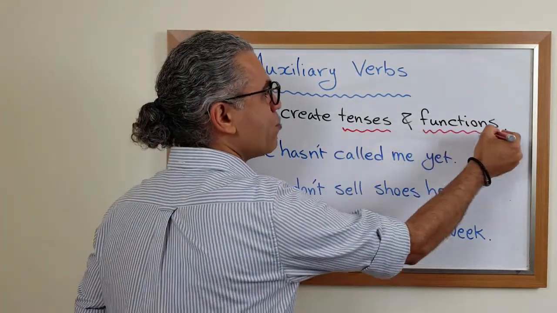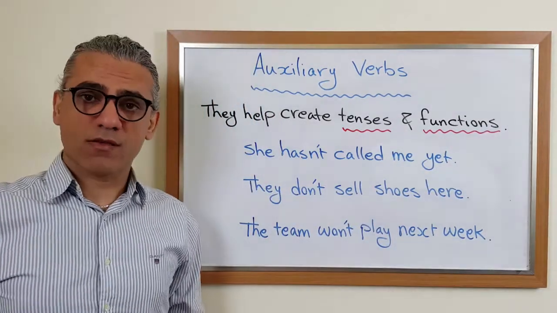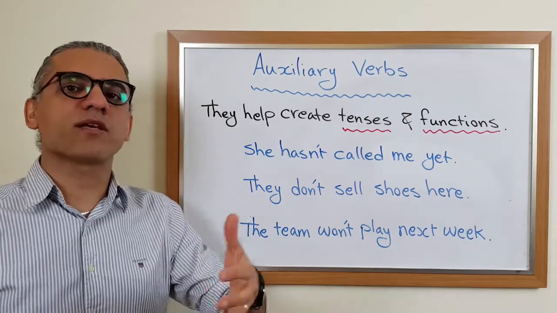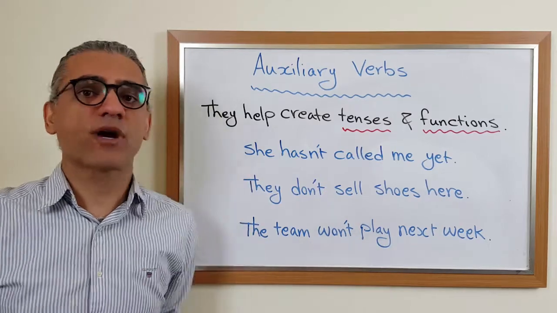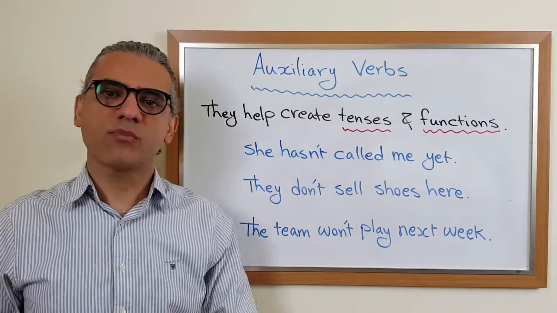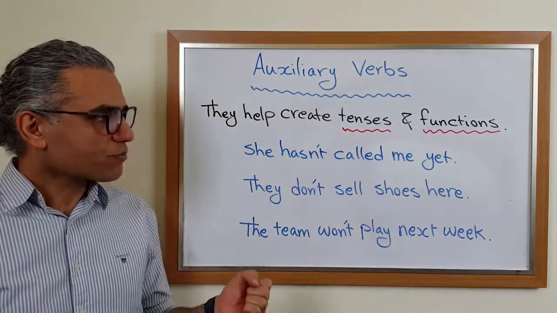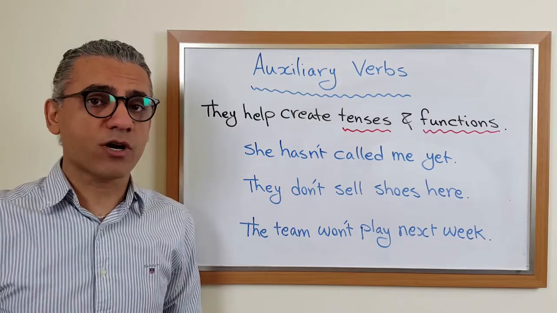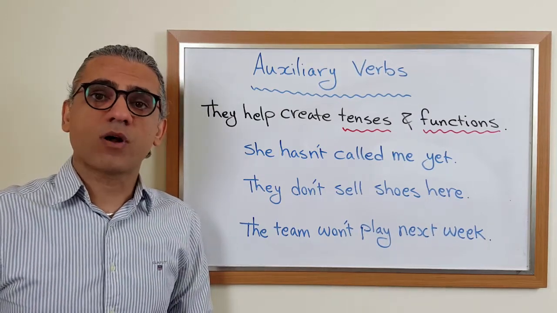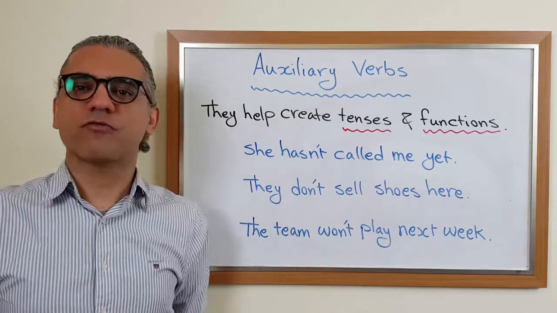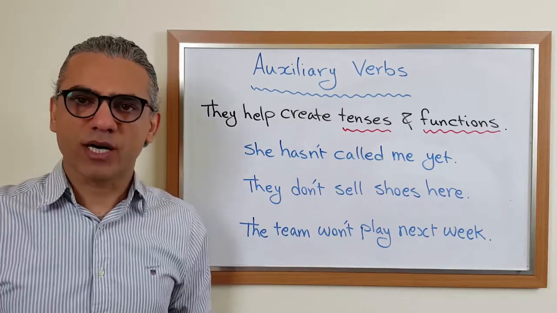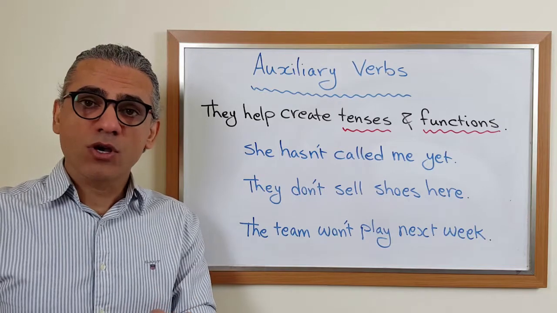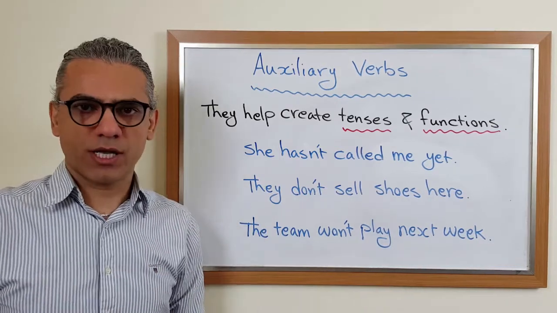So as you might know, we have several tenses in English. To be precise, we have 12 tenses, past, present, future, and each one of them has four aspects: simple, continuous, perfect, and perfect continuous. So we use auxiliary verbs to create these tenses and also the functions. If you remember our lesson on modal verbs, if you don't, please go back and watch that video. When we were talking about modal verbs, I said that we use modal verbs to create functions. And modal verbs are one type of auxiliary verb.